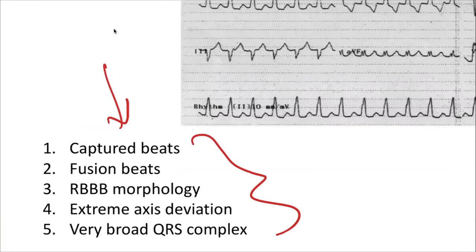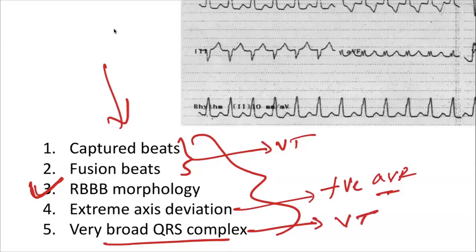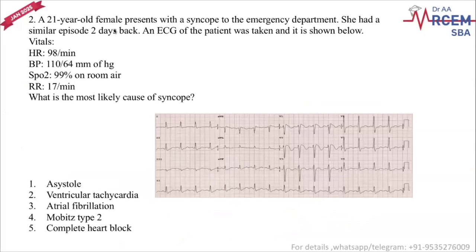RBBB morphology. Yes, the right answer here is the RBBB morphology. Capture beats and fusion beats are only seen in ventricular tachycardia, cannot be seen in SVT. Extreme axis deviation is nothing but a positive aVR, which is commonly seen in ventricular tachycardias. A broad QRS complex can be seen in SVT with aberrant block, but a very broad QRS complex, most of the time, is seen in ventricular tachycardia. So this is the same thing that I have repeated.